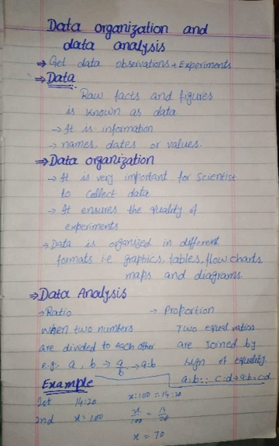Proportion. When two equal ratios are joined by a sign of equality, it is known as a proportion. For example, the proportion between two ratios, a and b and c and d, we show like this. That is present in the diagram on this page.